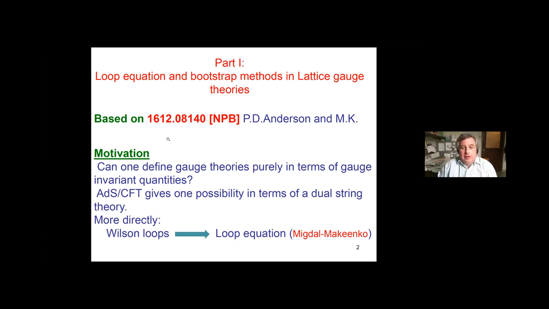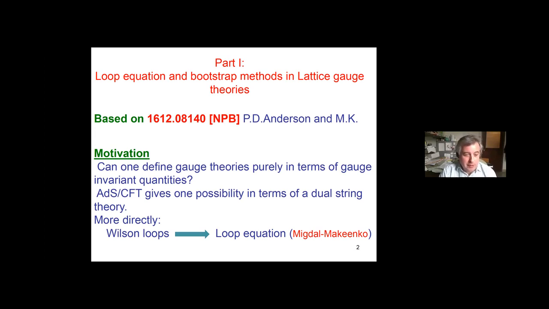In part one, I'm going to talk about loop equations and bootstrap methods in lattice gauge theories. This is based on a paper I wrote with my student Peter Anderson a while ago, and at that time we were hoping that some smarter people could make good use of these ideas, and Volodya is going to talk about that after this.